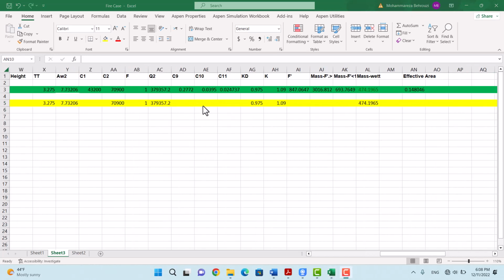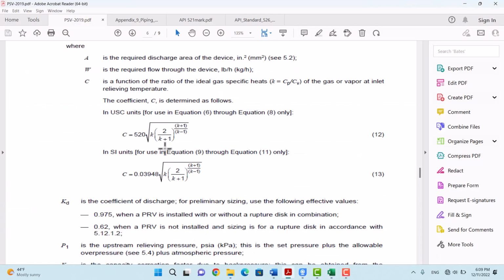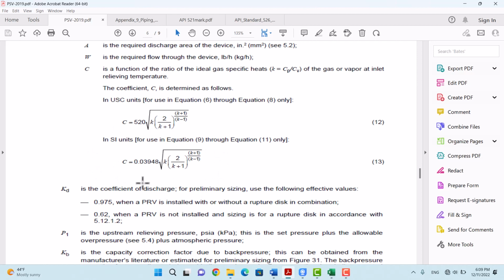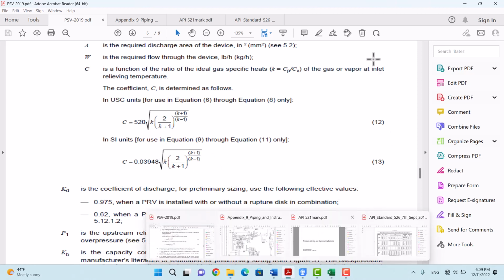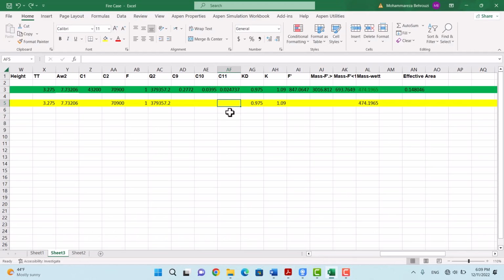And of course, as I said, we need to determine the C here. C, as you can see, is a function of the specific heat ratio. I'm going to write down the equation here, the exact equation provided in the API. So it is the C factor.